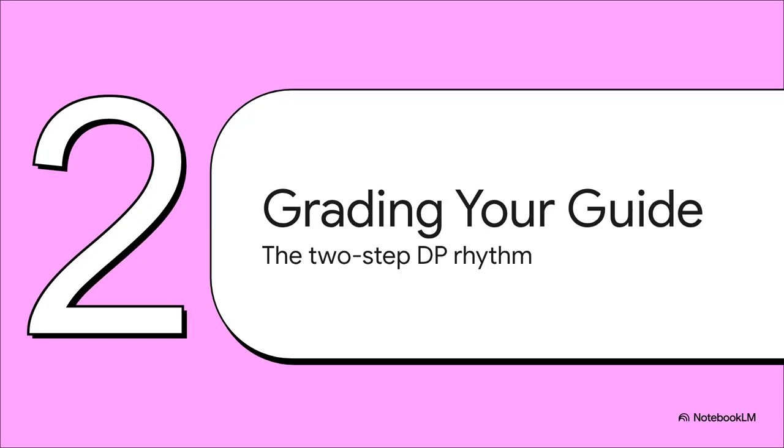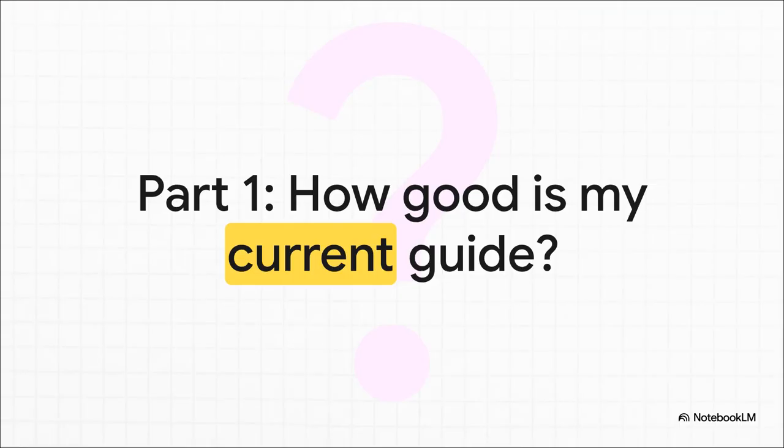So, how does dynamic programming actually create that perfect guide? Well, it uses this really elegant and powerful two-step rhythm. It's a loop. First, you grade the plan you currently have. Then, you use those grades to make the plan better. That's the whole dance. Grade, improve. Grade, improve.